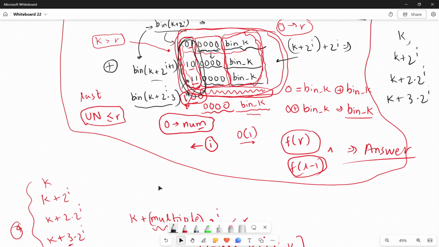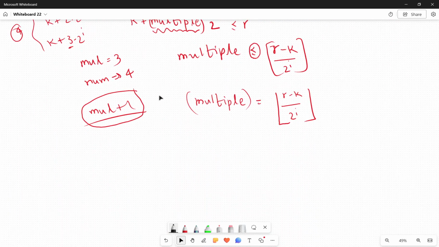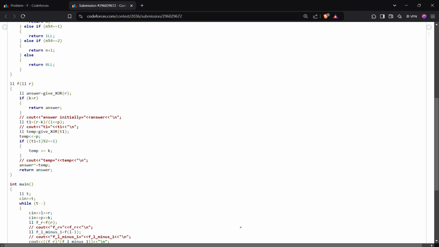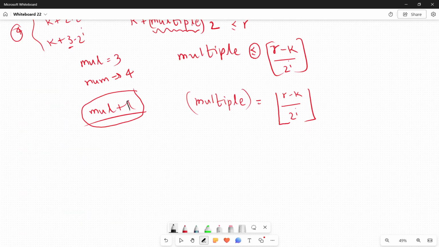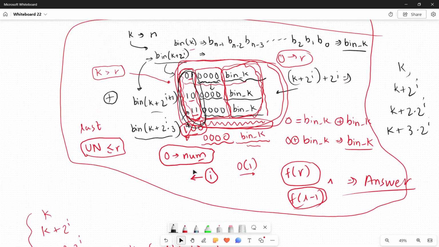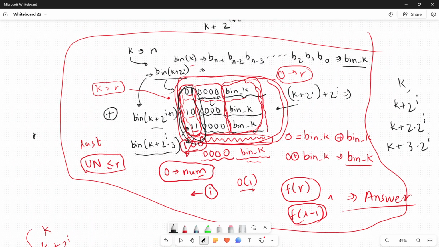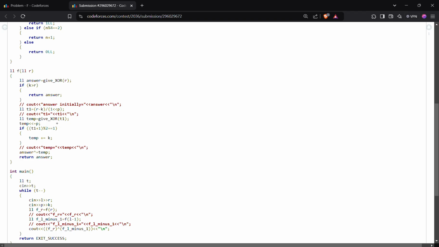Yes, it has become a bit messy, but okay. I hope you understood the solution. So let us take a look again at the code. So basically temp is the XOR of t1. So basically t1 is this thing. And why take the XOR of that multiple only? Because multiple is the representation of these last bits, right? It is the representation of that. So that's why we take the XOR of t1.